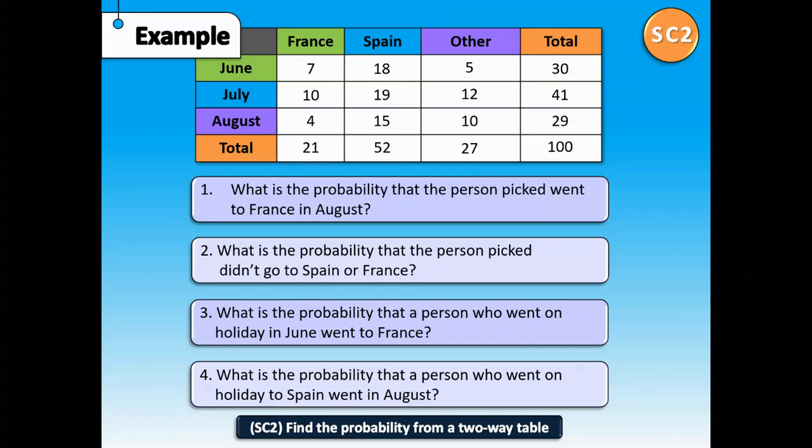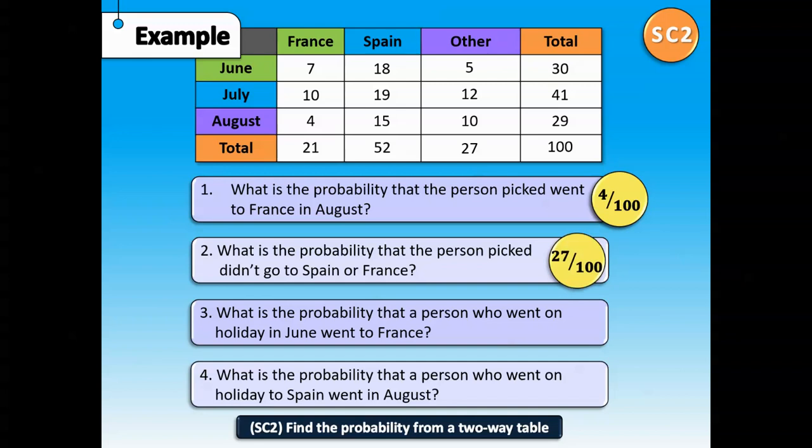In these questions, we're asked what is the probability that a person picked went to France in August. We have a look at how many people went to France in August, and that's 4, so it's going to be 4 out of 100. What is the probability that the person picked didn't go to Spain or France? We have a look at how many people didn't go to Spain or France. That's 27, the total of other. So that's 27 out of 100.